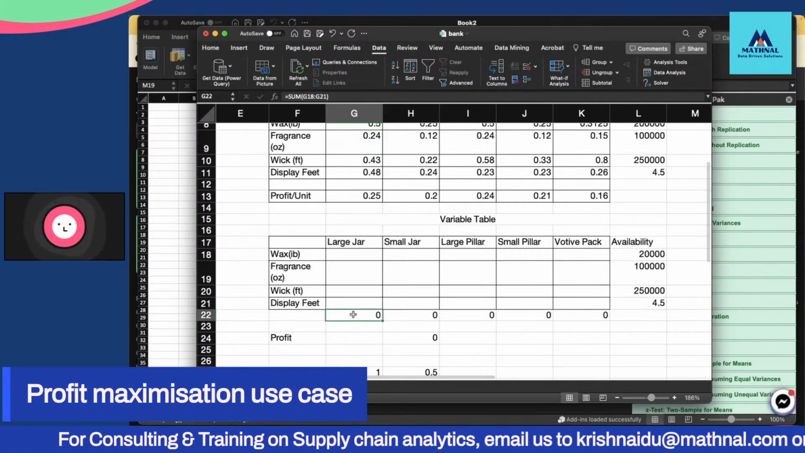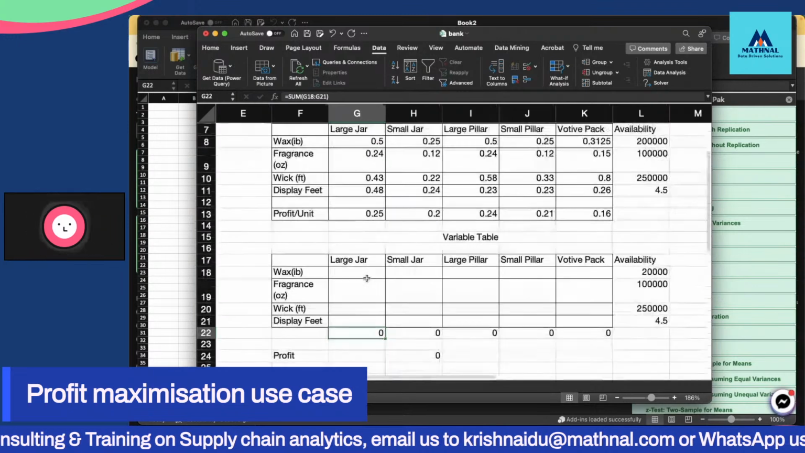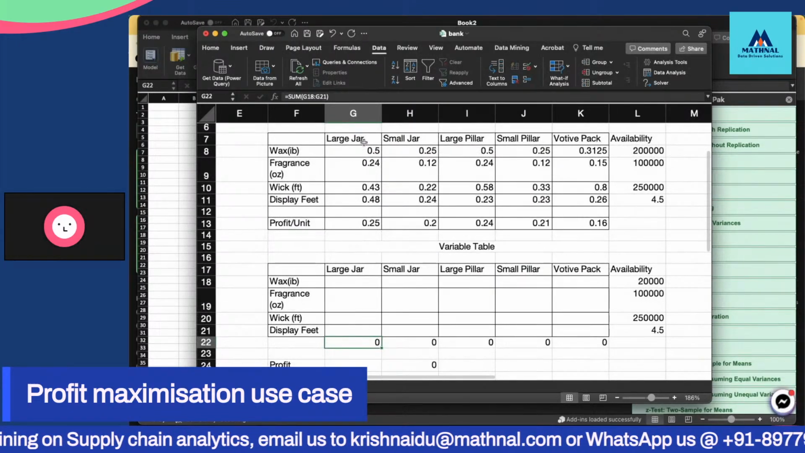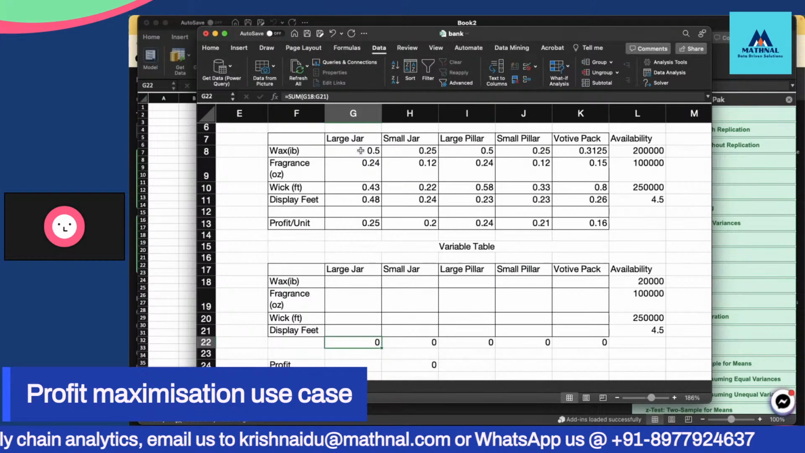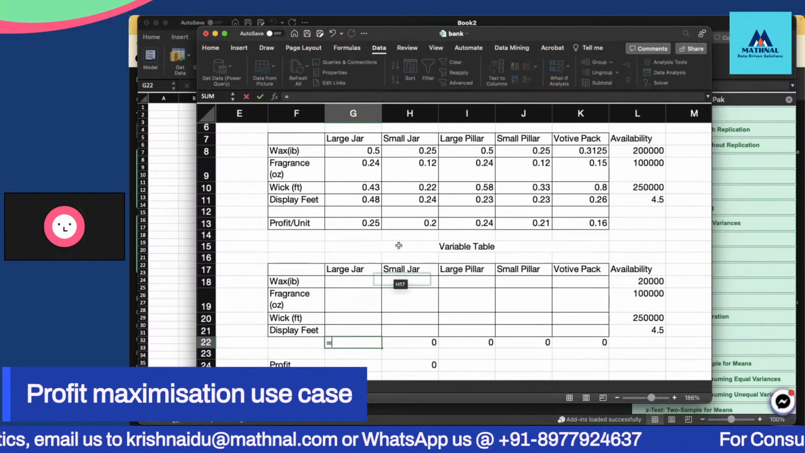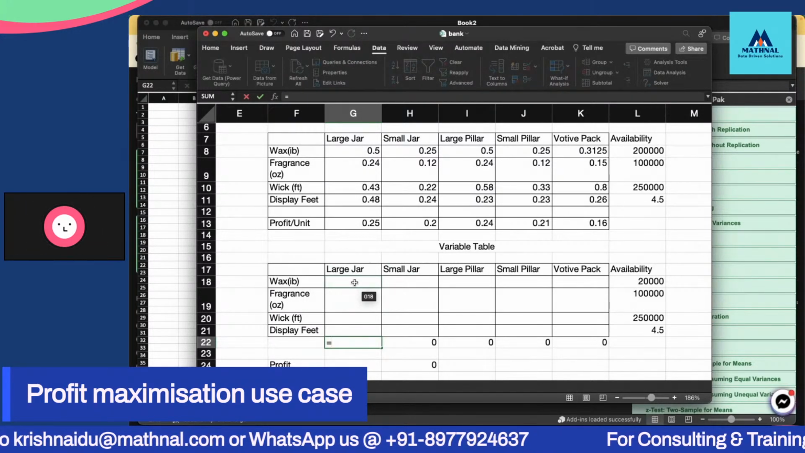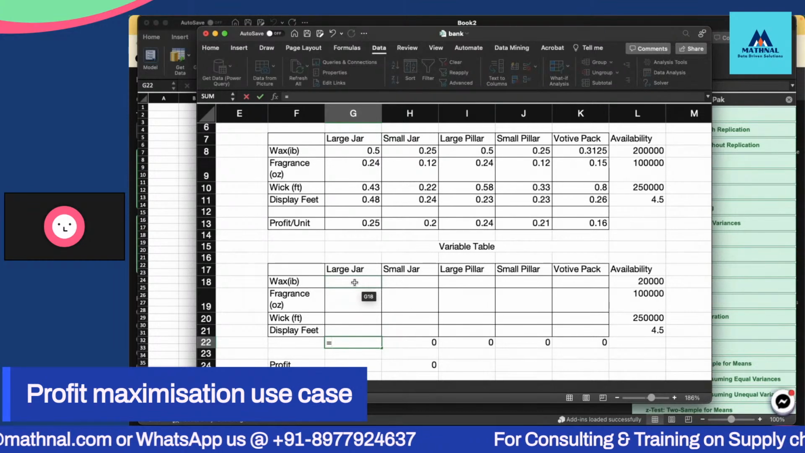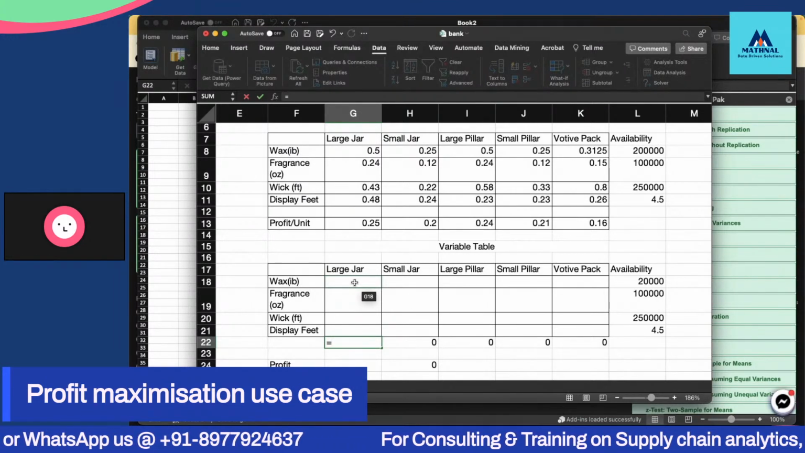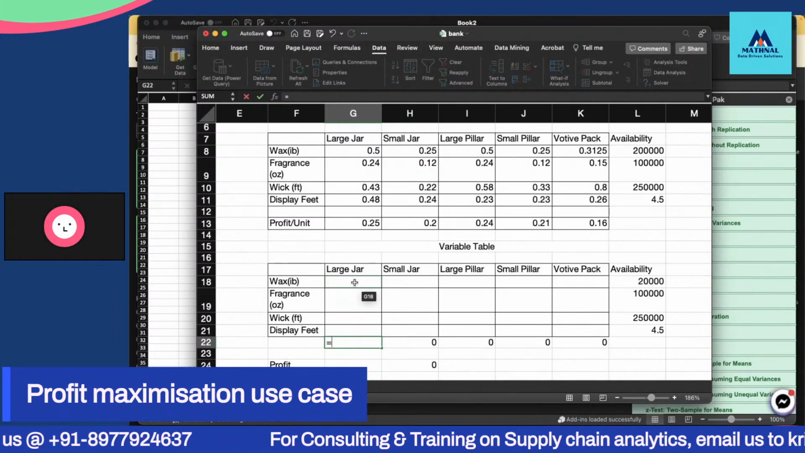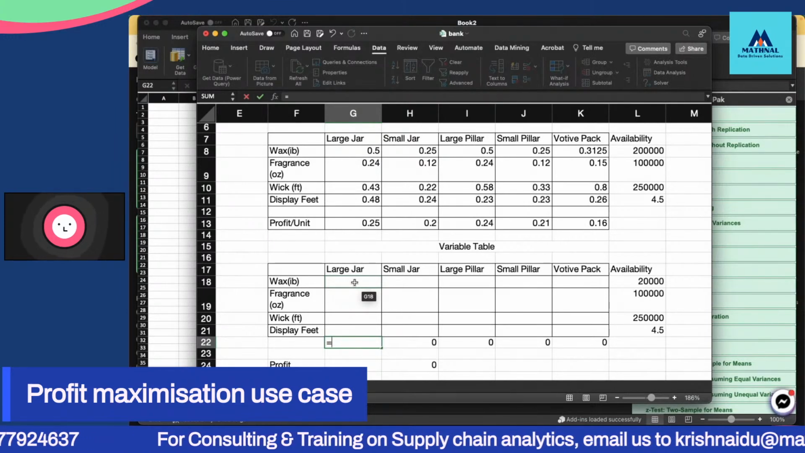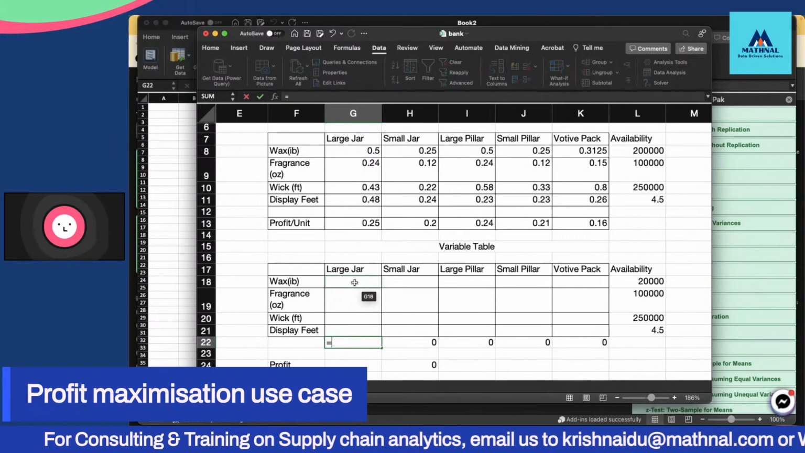So if I have to find the sum here, I'll say 0.5 divided by 2, 0.5 divided by 2, 0.5 divided by 2.